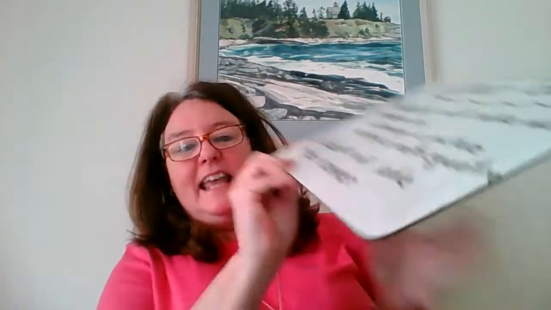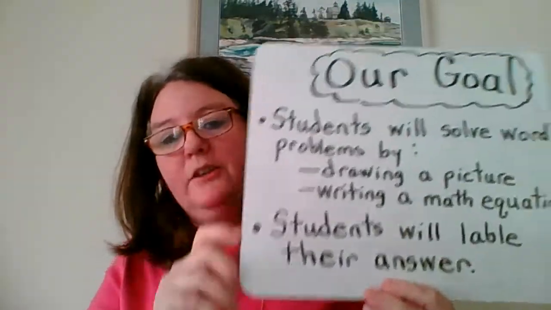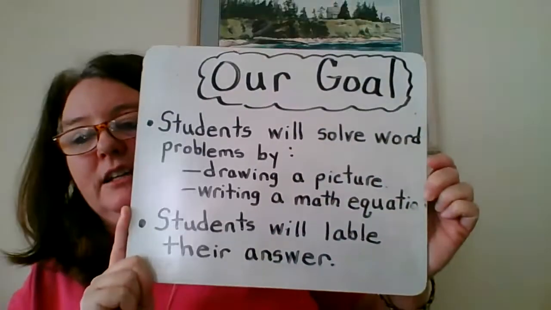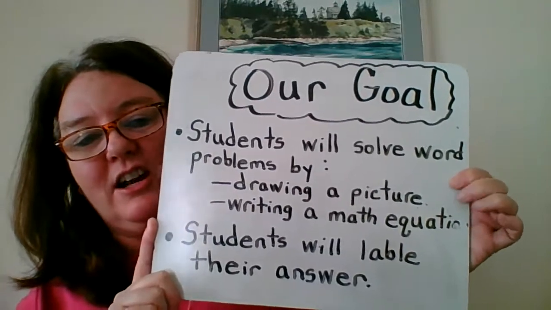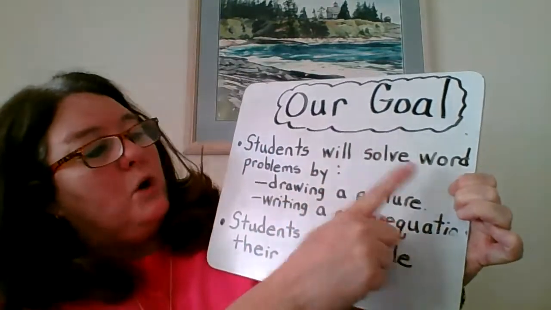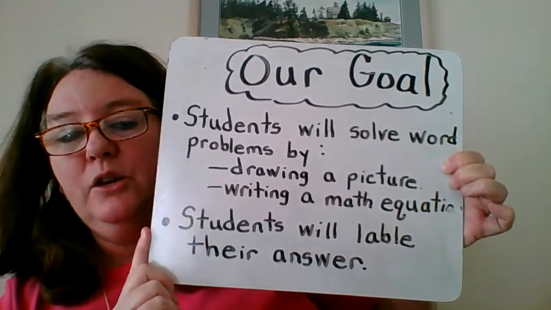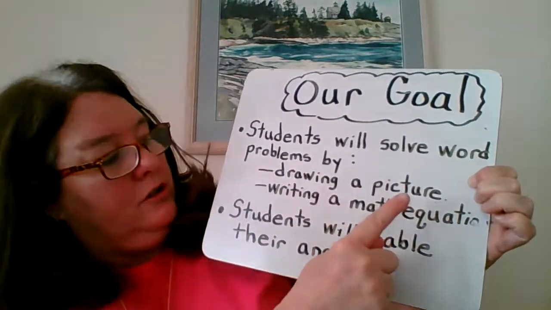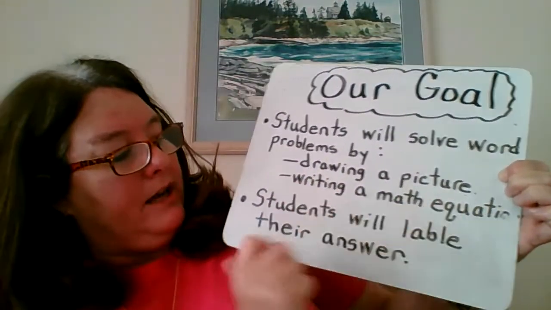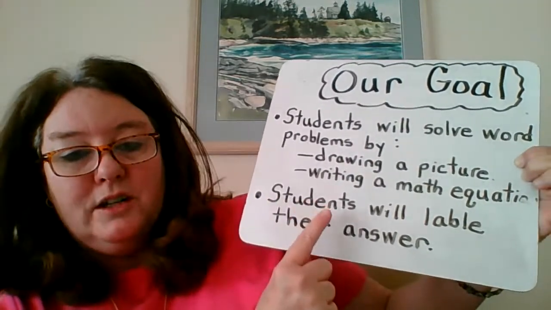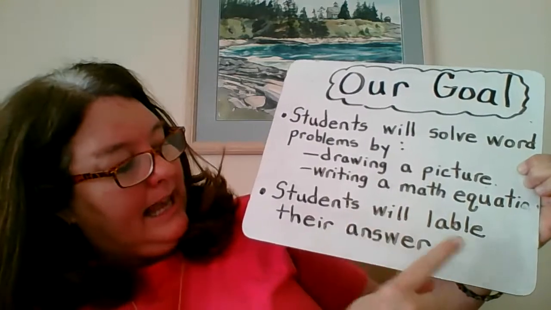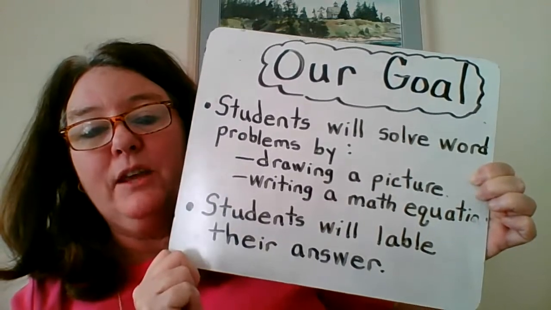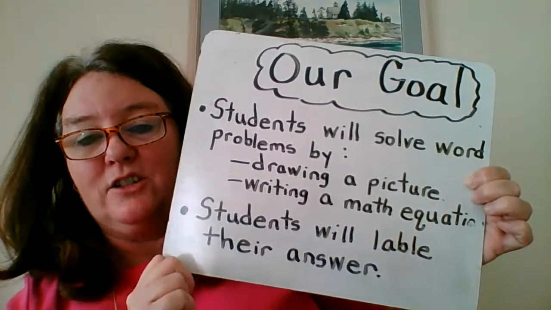But, all right, today let's look at our goal. We're going to do another activity to help us with number sense. And our goal says, students, raise your hand if you're a student. Yes, all of you are kindergarten students. Students will solve word problems. We haven't done any word problems yet. We're going to solve word problems by drawing a picture and then writing a math equation. And then the next thing, students, that's you, will label their answer. Just like with measurement, we had to label our answer. Well, the same thing with word problems. We have to label our answer.